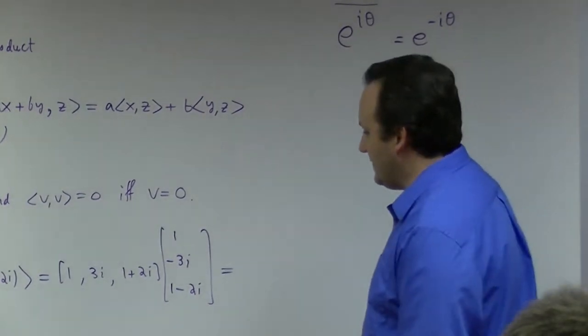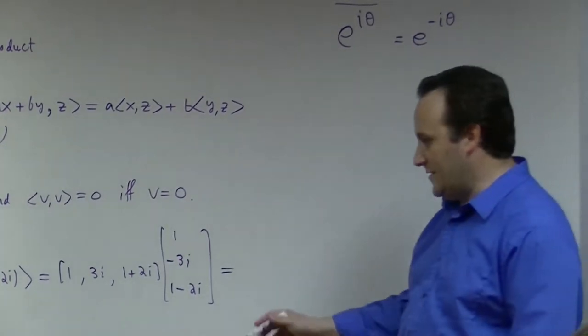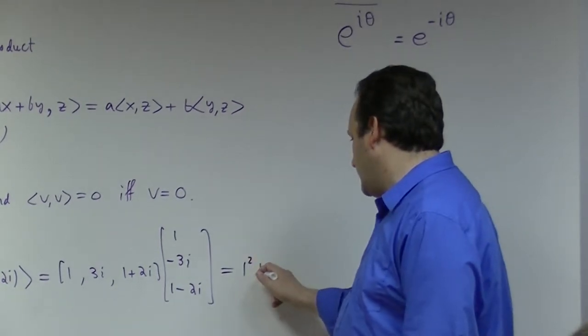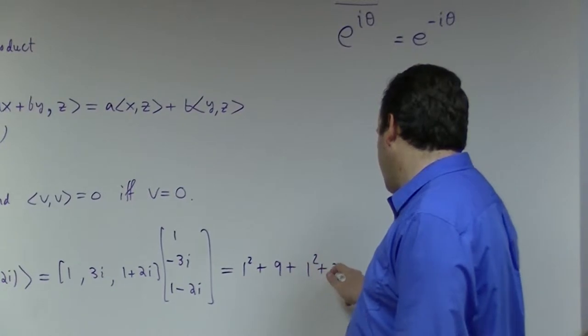I don't think it's true in general. I think there's some stupid example you can come up with where changing to minus i is not the conjugation, but most things it is. All right, I'm digressing. So this is 1 squared plus 3 squared plus 1 squared plus 2 squared.